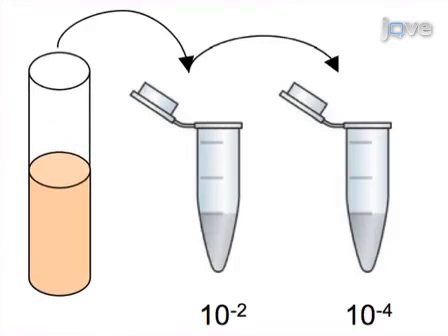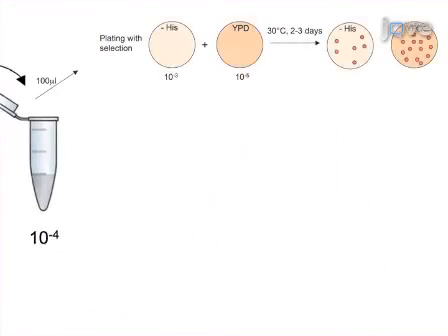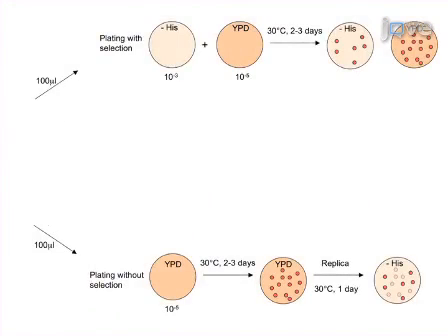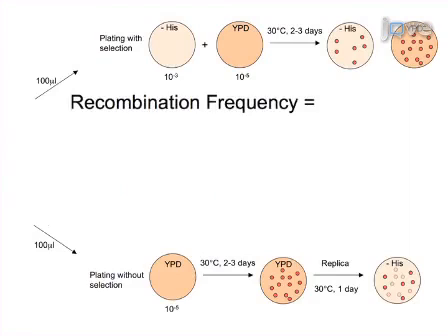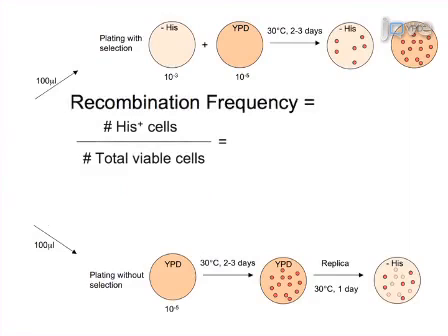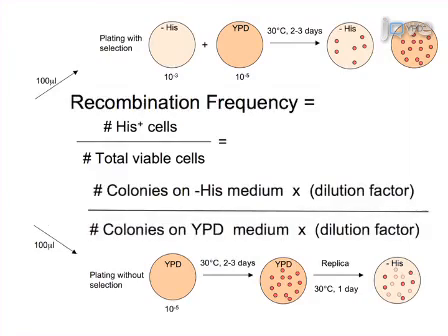Next, dilutions of these cultures are plated on selective and non-selective media. The final step is to determine translocation frequency by counting colonies arising on selective and non-selective media.